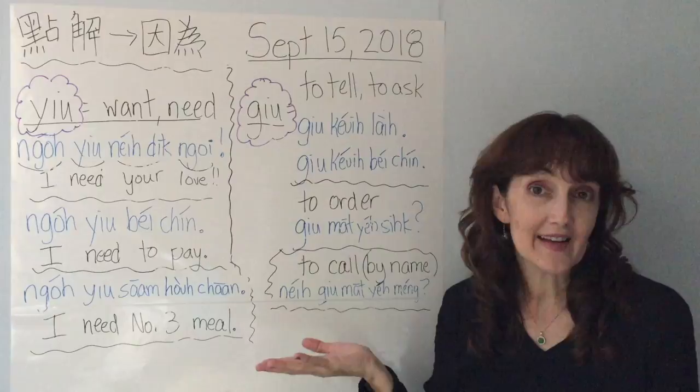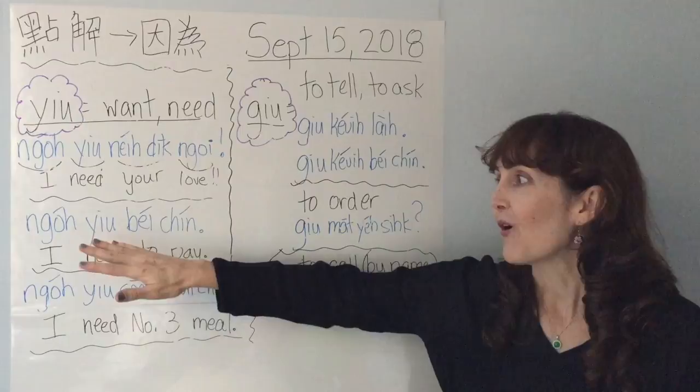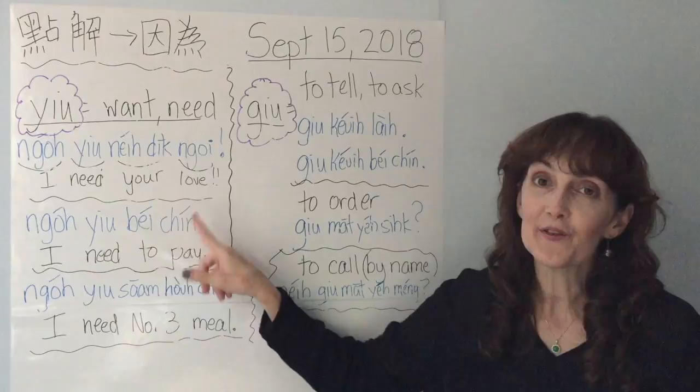Okay? Moving on from the I need your love to 我要俾錢. I need to pay. Bei is give and qin is money. So 我要俾錢 is I need to pay.